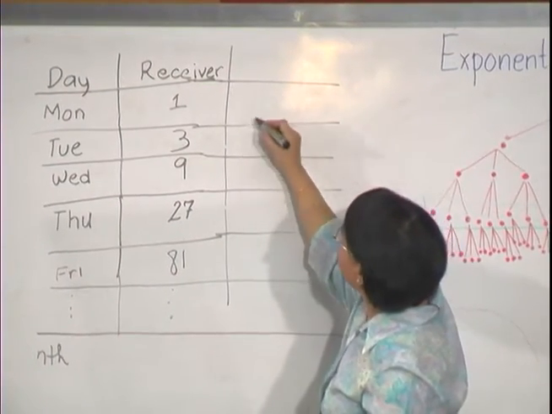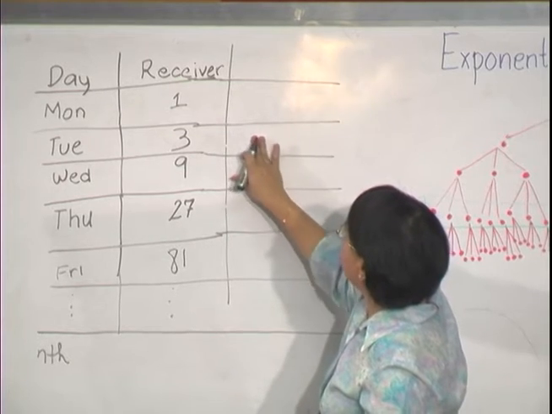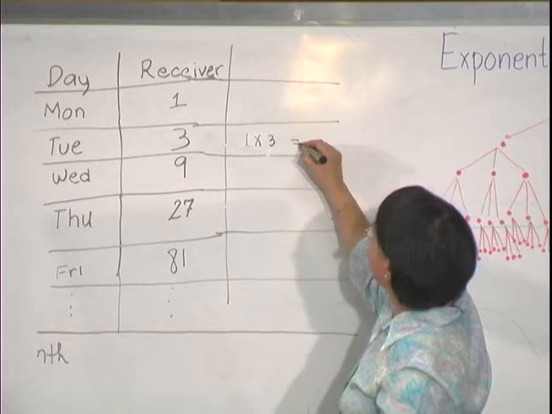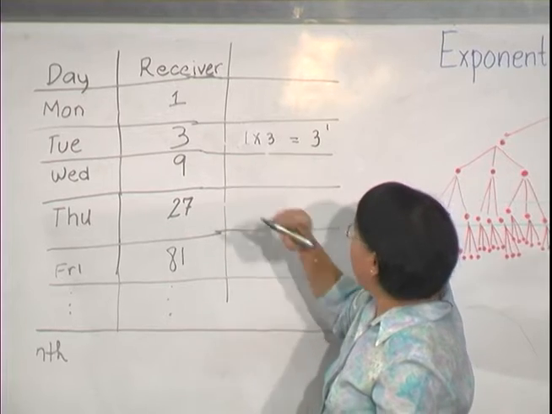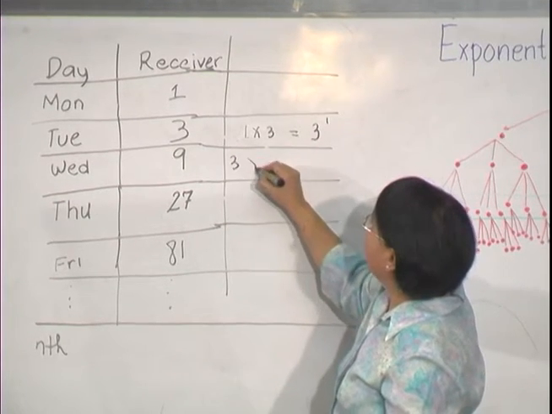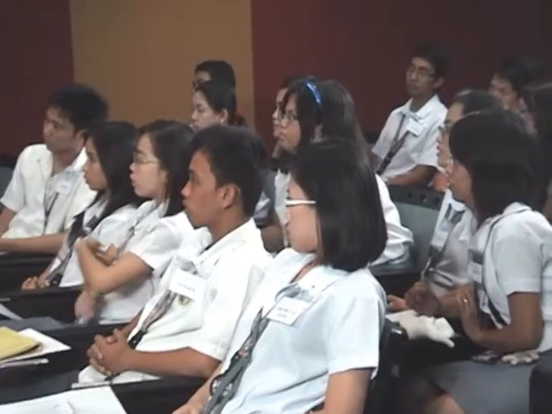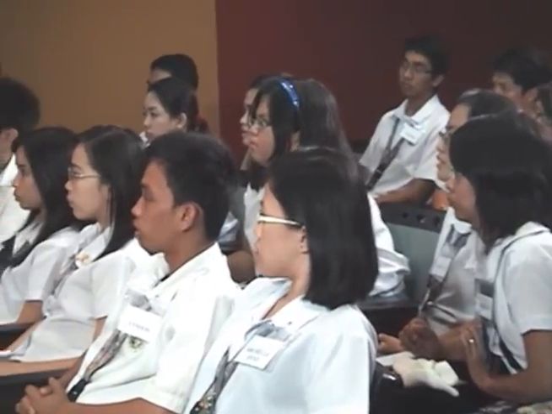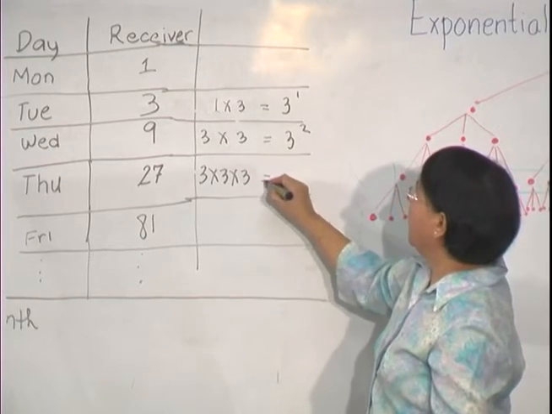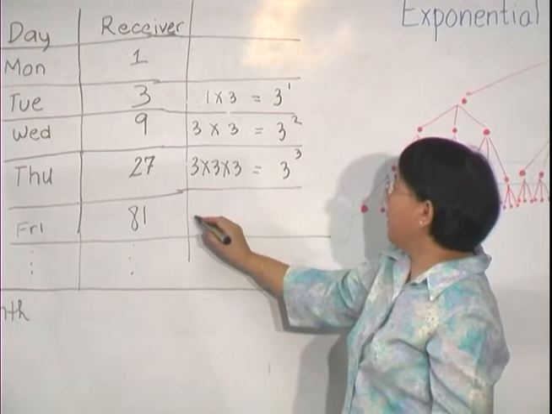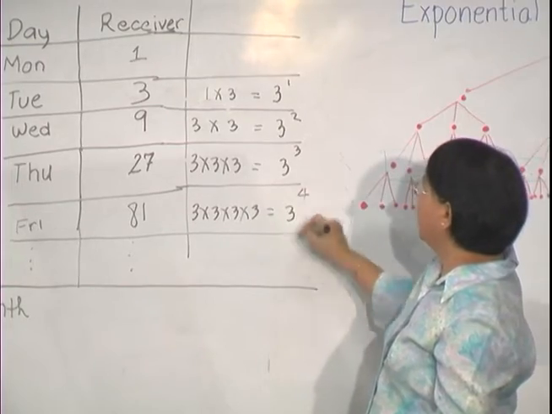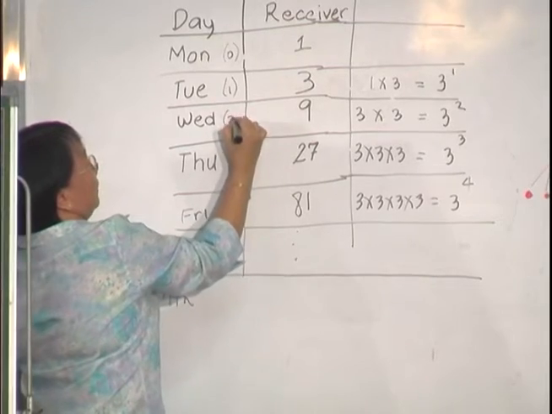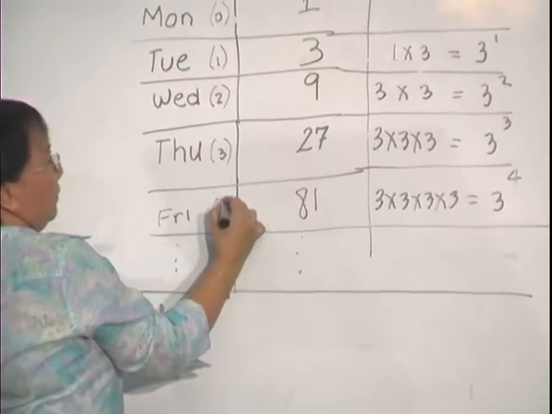You said 3, right? So this is actually what? This is 3, 1 times 3. Okay? Which can be written as what? 3 to the 1. And then how about this? What is 9? So this is 3 times 3. So this will give us 3 squared, and so on. Okay, so you have 3 times 3 times 3. That will give you 3 cubed. How about this one here? You have now 3 to the 4th. So based on this, can you see a pattern? So this is day 0, this is day 1, day 2, day 3, and then you have day 4.